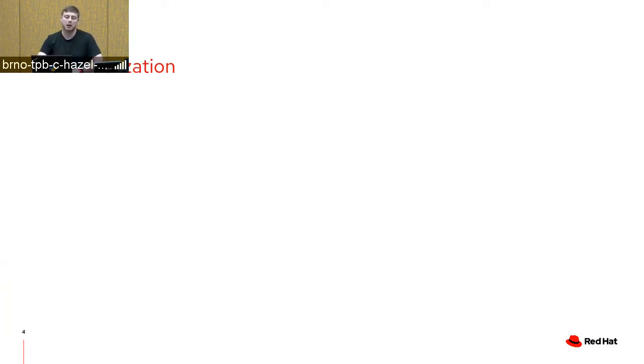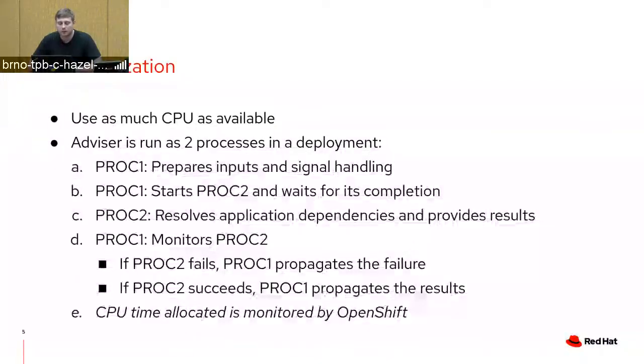Okay, so let's take a look at CPU utilization, and that's the first part. The main goal of CPU utilization or the Advisor is to use as much CPU as available. The whole resolution process is pretty expensive when it comes to CPU, as it needs to compute results, and it actually runs the resolution process and the reinforcement learning algorithm implemented.